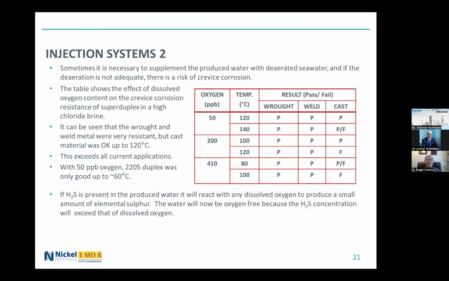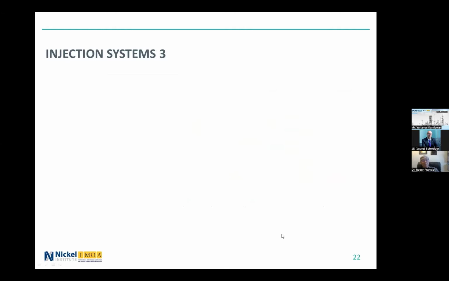Now, if you've got H2S in the produced water, it will react with any dissolved oxygen to produce a small amount of elemental sulfur. The H2S concentration will be in the ppm level, so it will exceed that of the oxygen, so it will remove all the oxygen. So the water will now be oxygen free because the H2S concentration, as I said, is very high. And at temperatures up to about 100 degrees centigrade, cast super duplex will still be satisfactory for the injection pumps, even with the presence of some elemental sulfur.